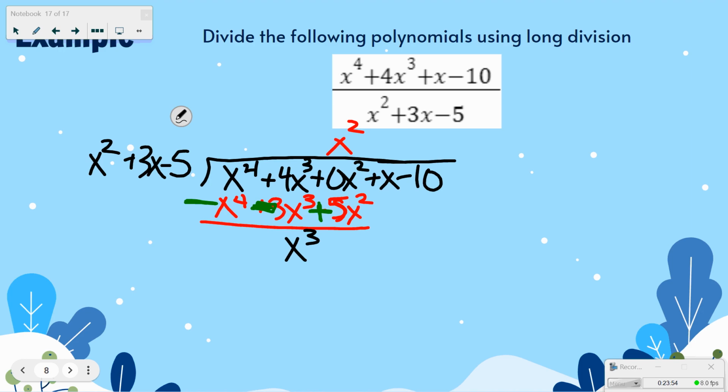And then this is the part where Morgan was asking earlier about that 0. Let's see why it's so important here. If I did not have that, I would have had an x right here instead. So this 0 allows me to make sure I'm lined up with my term to know this is my next step. 0x squared plus 5x squared, which should just be 5x squared. And then I want to bring down that x.